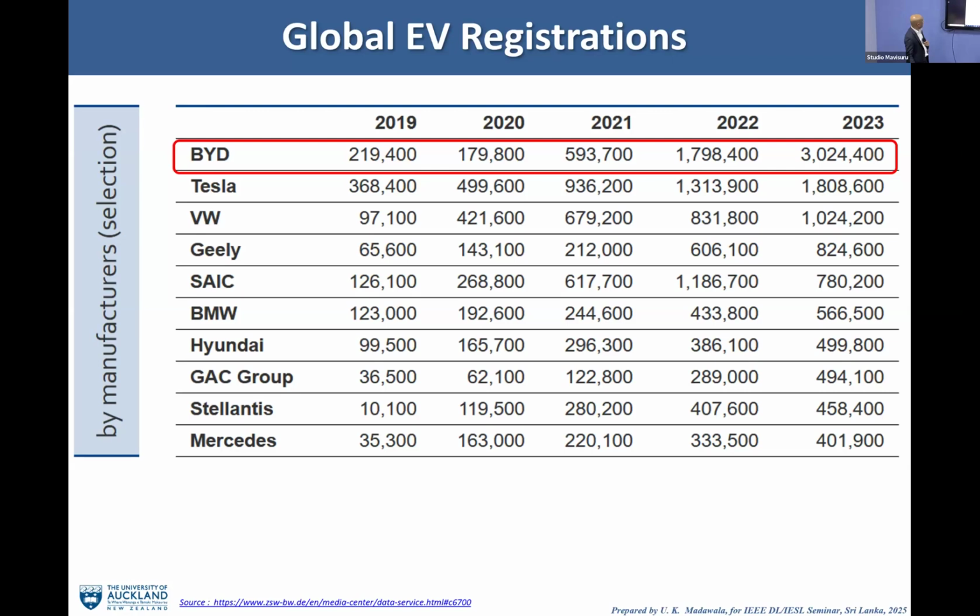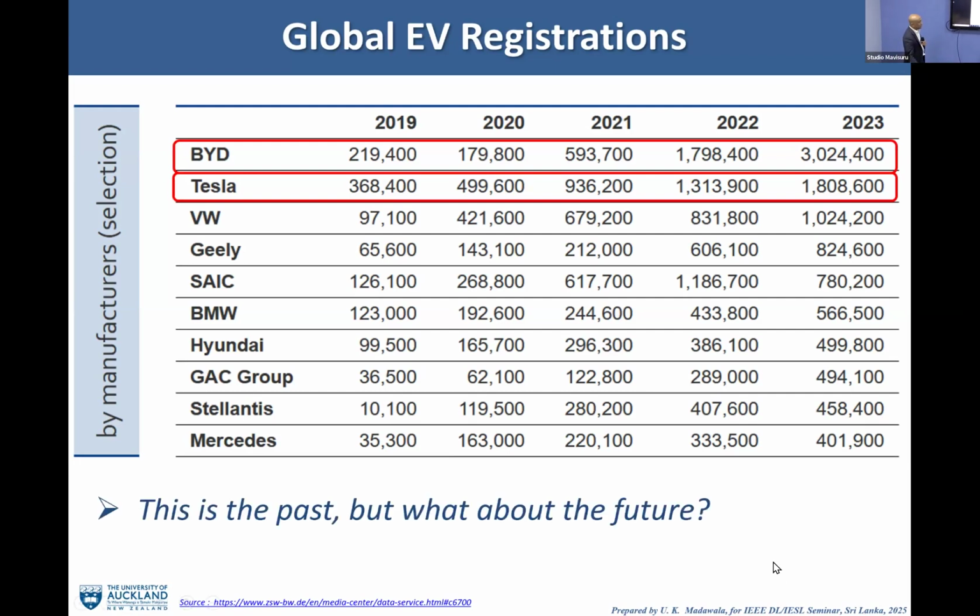If you look at the type of car or the manufacturer, of course BYD, which Kavin was talking about. There you can see BYD is the leading market player. In 2022 it was 1.8 million, and it has jumped to 3 million in 2023. Huge increase. And of course second is Tesla, way behind, 1.3 and 1.8 million. So what does that mean? So this is the past.